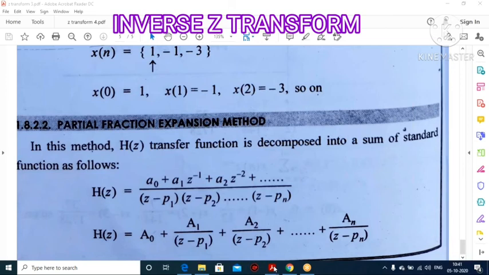Find x of n using the partial fraction expansion method. If X(z) = (1 + 3z^-1) / (1 + 3z^-1 + 2z^-2), so the solution is given by X(z) = (1 + 3z^-1) / (1 + 3z^-1 + 2z^-2). This is taken as equation number 1.